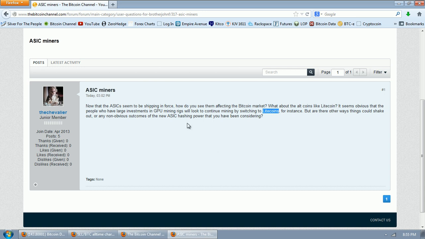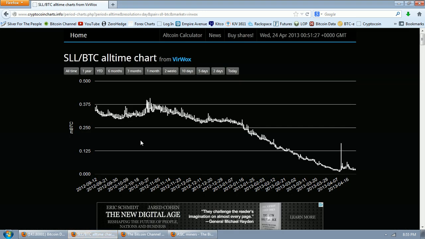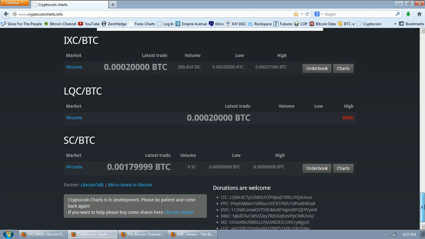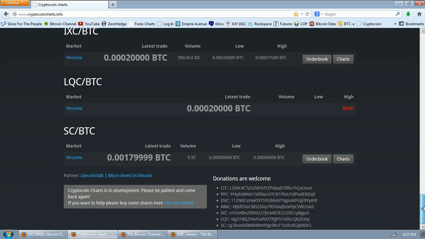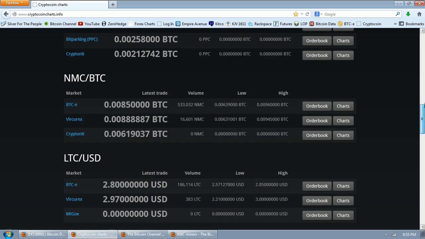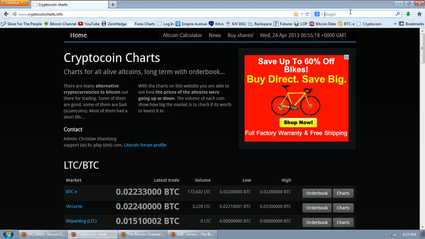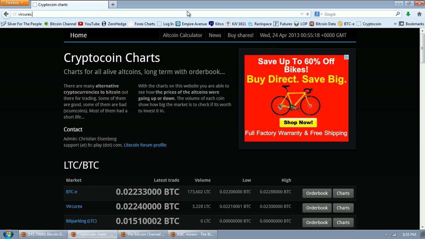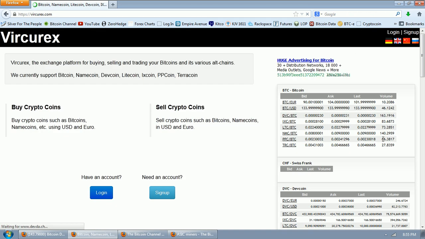Now, I don't know enough about it. I'm just a newbie when it comes to these, but my understanding is that since the Litecoin uses scrypt, it's a totally different level. I think I actually need to go over to Vercurex.com. So let's go over to Vercurex, and I think there's a chart there of that hashing power.